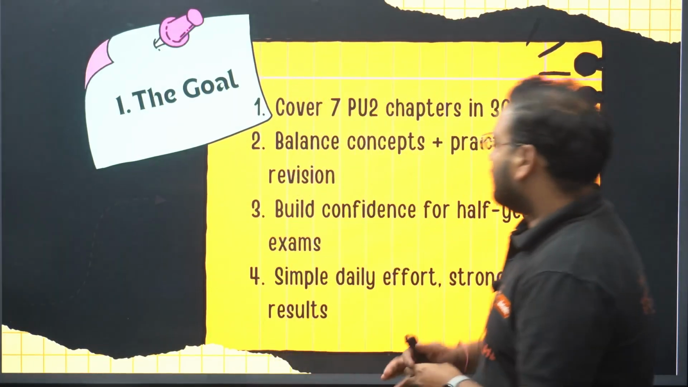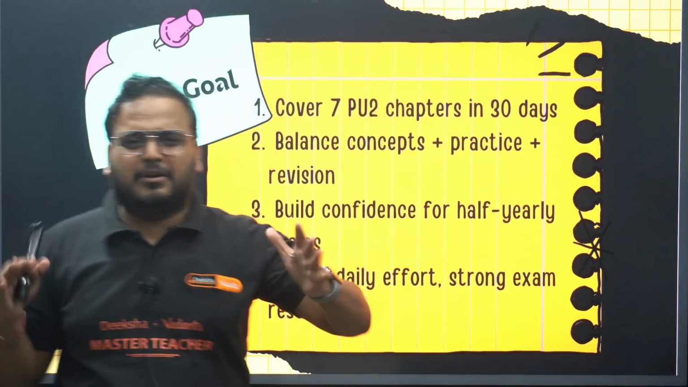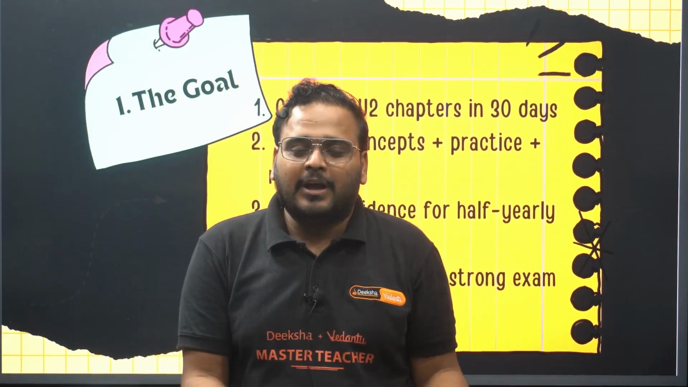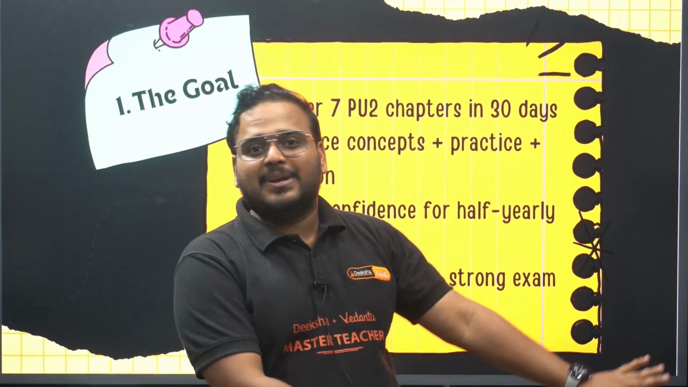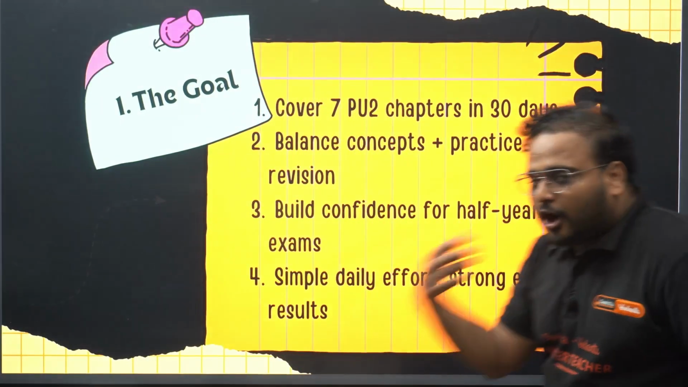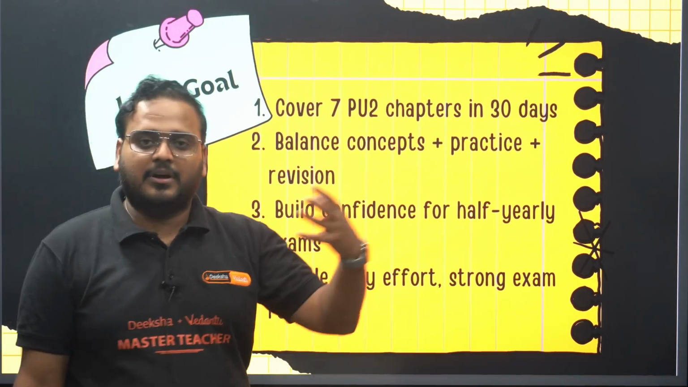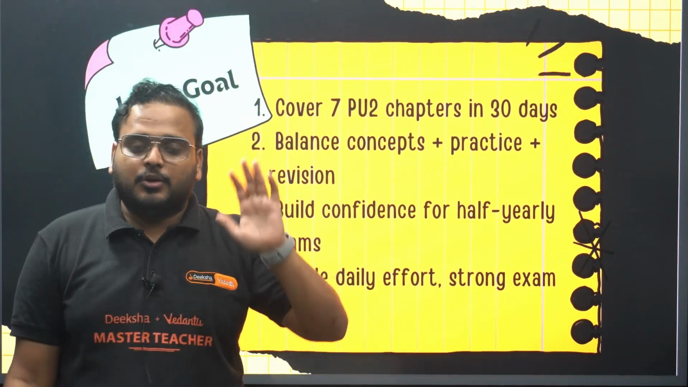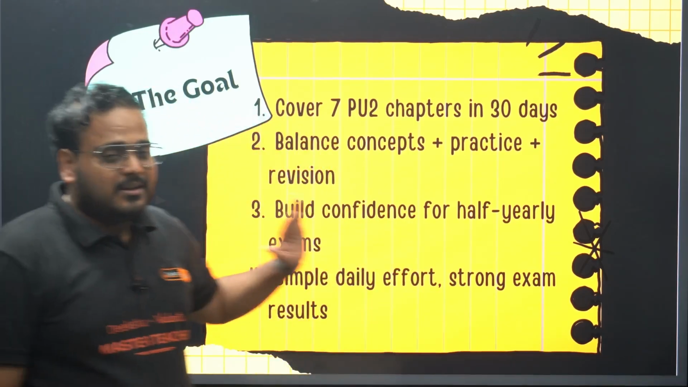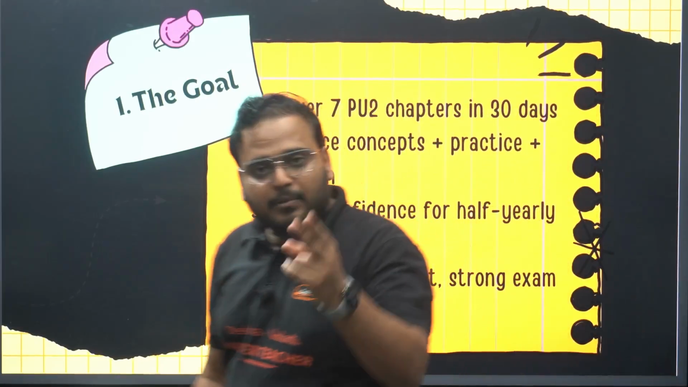Next part, simple daily effort you got to put. No need to make a very difficult, very challenging routine for yourself which you can't follow and you end up ignoring completely. That should not be the case. You have to make a simple, followable daily effort. Means 2 hours, 1 hour, 3 hours, based upon the subjects you are keeping for that day. A strong exam result will be there if you have a simple plan for yourself. Okay, next, number 2 we'll see now.